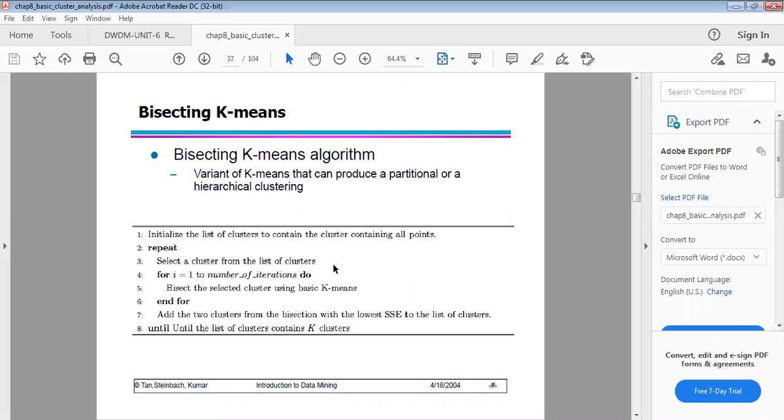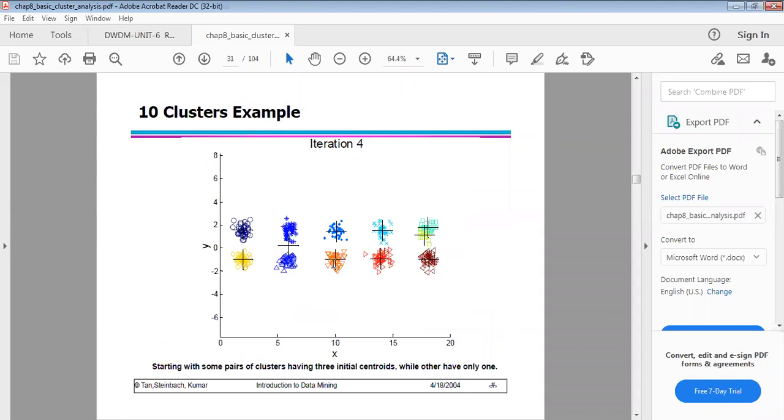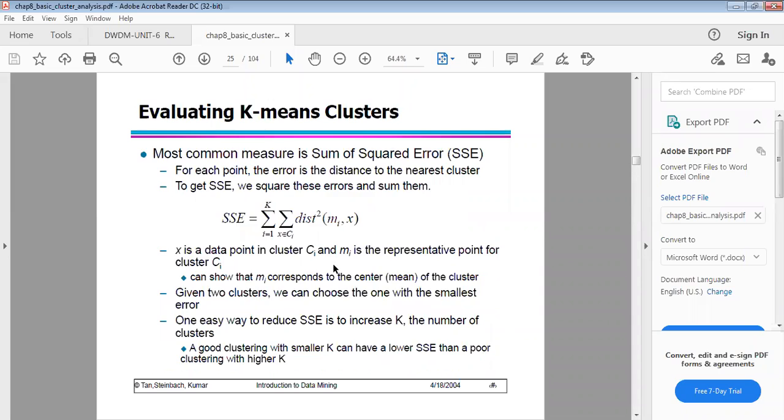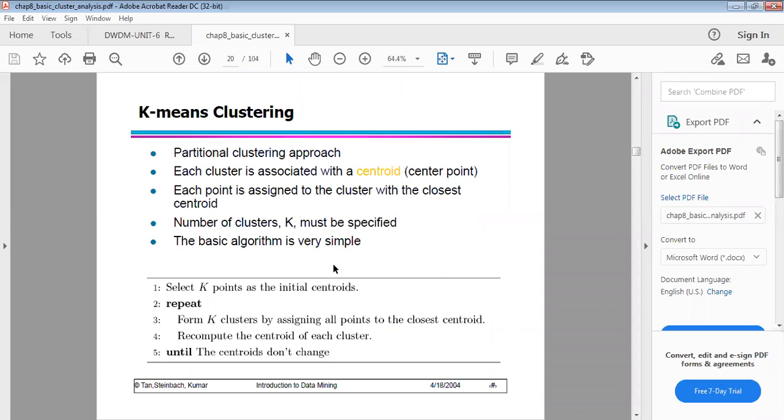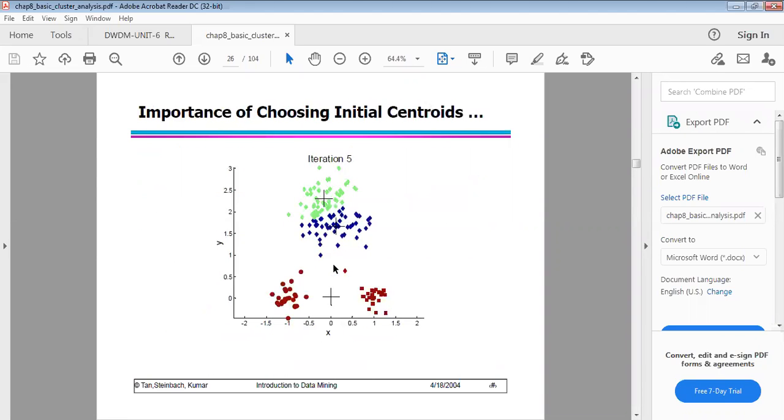In k-means, the first step is to select k points as the initial centroids, and repeat until you have iterated the required number of times.